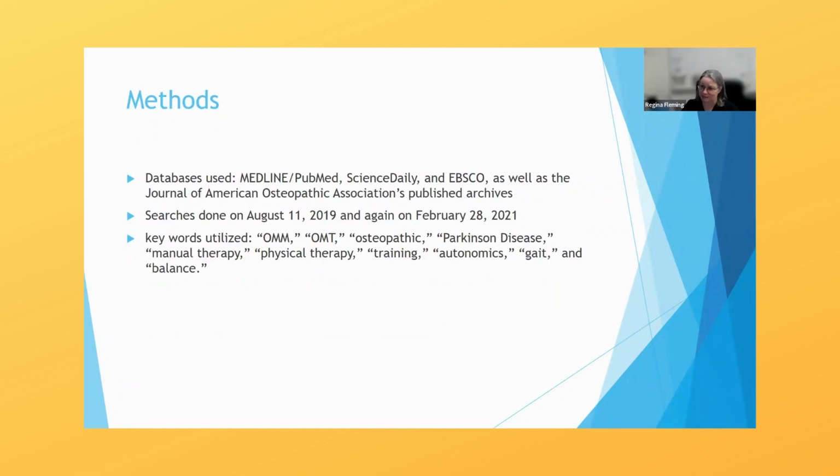These here are the databases that they searched, and they did two search dates at different time points. One was August of 2019, and again in February of 2021. And then keywords, as you know, when you're doing any sort of lit search, keywords are very important to consider and to use. And so these were the keywords that they utilized: OMM, OMT, osteopathic, Parkinson's disease, manual therapy, physical therapy, training, autonomics, gait, and balance.